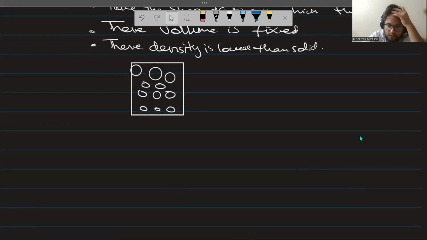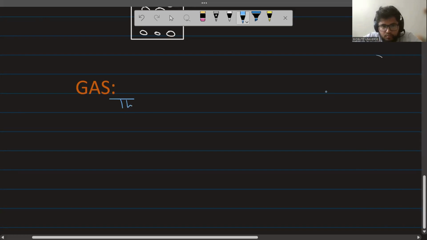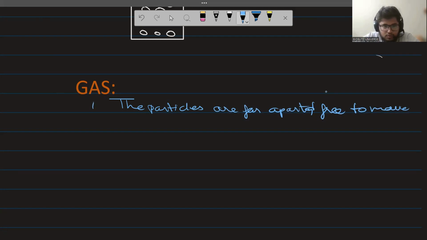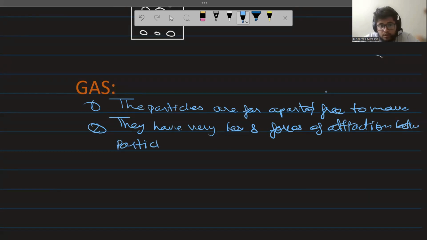Now let's do the arrangement of particles in a gas. So in gas, what is the arrangement? The particles in the gas are far apart and are free to move. So this is one point. Now the second point is that they have very little forces of attraction between particles, hence they are free to move. So this point is related to the second point.